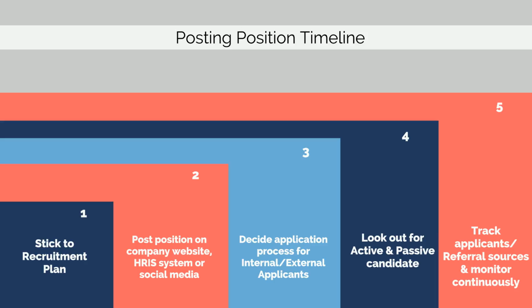You will want to decide the application process for internal and external candidates. Focus on attracting both active and passive candidates. Active candidates are those that directly apply to the position, and passive candidates are those that aren't actively looking but are open to better opportunities. Social media is a great tool for reaching out to those passive candidates. Continuous monitoring of the position is very important. Make sure you are tracking your applications and the referral source so you know what is successful when you're ready to post the next position.